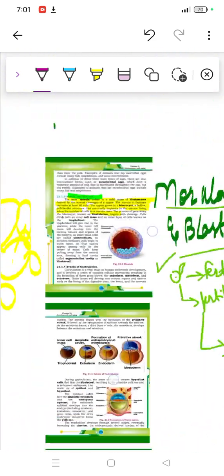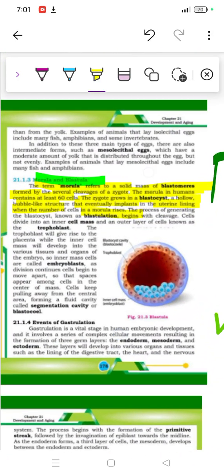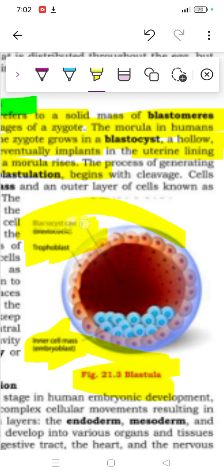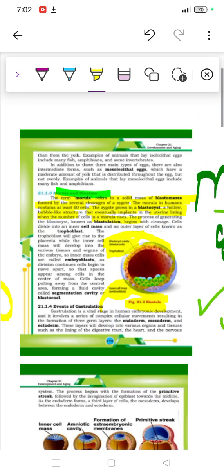Then let's read the book to see what's written in more detail. Here you can see the picture. This is the blastocyst cavity, also called the blastocoele. The outer one is called the trophoblast. The inner cells are called the inner cell mass or embryoblast, if written right. Okay, let's consider more.